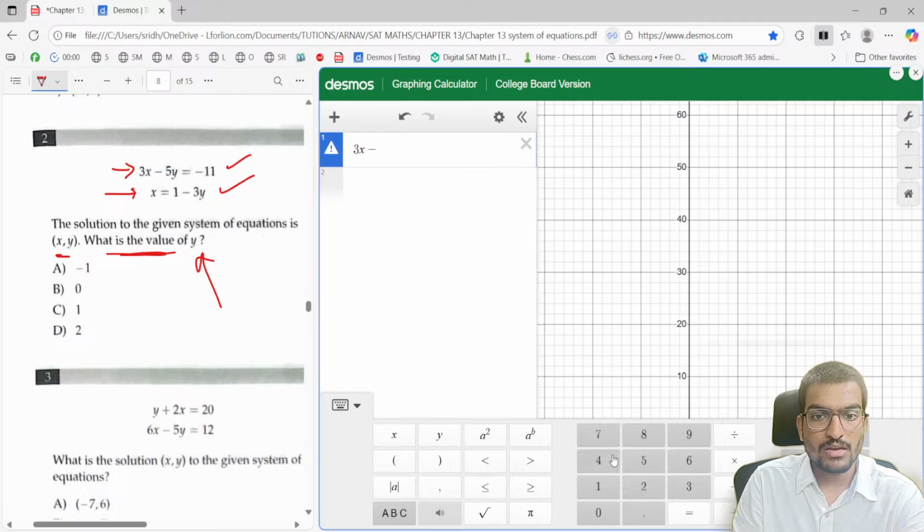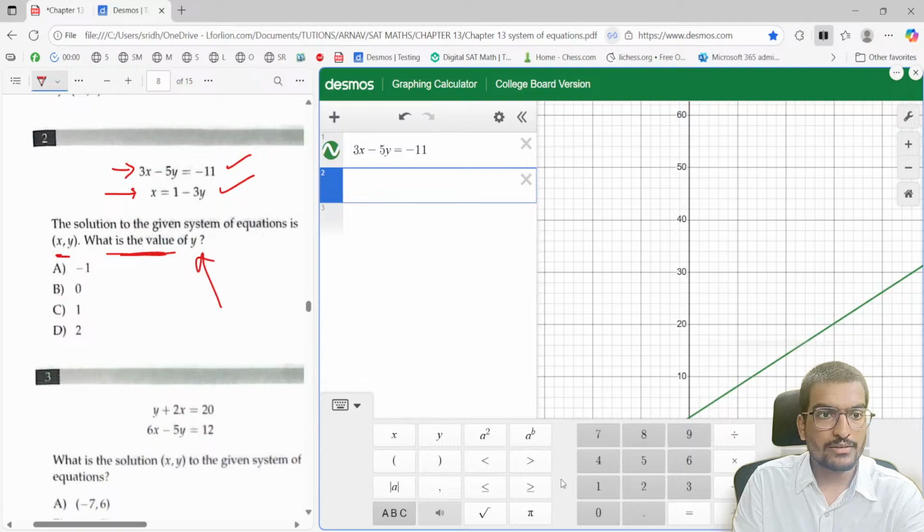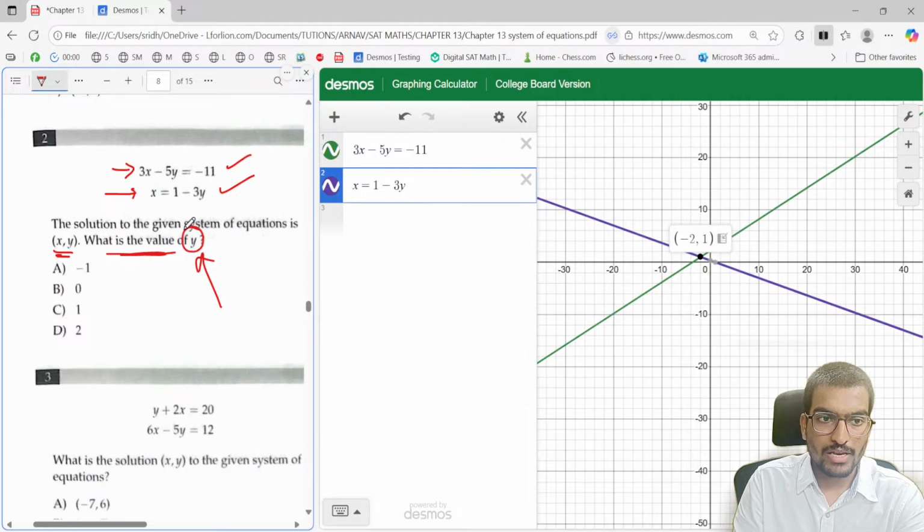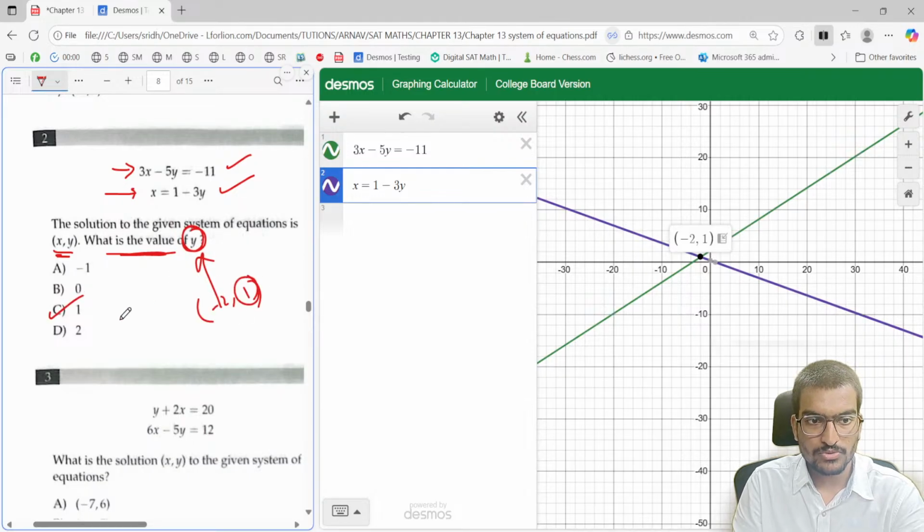3x minus 5y equals negative 11, and the second equation is x equals 1 minus 3y. Let's see where we are meeting. The lines meet at negative 2 comma 1, and they asked for the value of y. We got negative 2 comma 1, which means the y value is 1, which is option C. That's so easy.